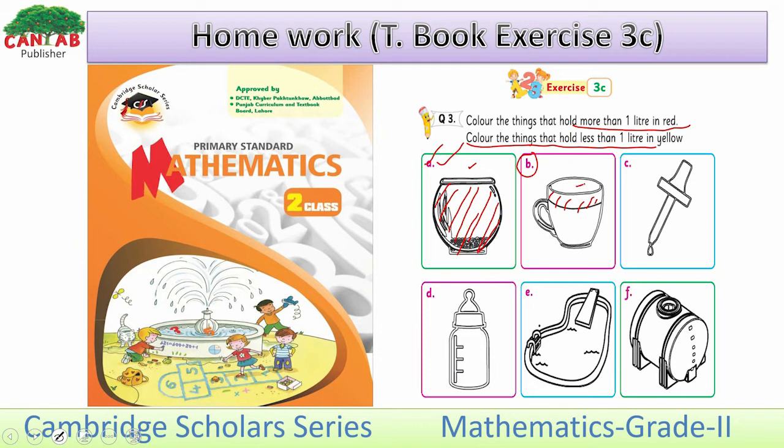So the cup can hold liquid less than 1 liter. Similarly, this dropper can hold less than 1 liter. So you have to color these objects in yellow, and similarly observe other objects and color them accordingly. After completing this home task, you have to send your textbook to your teacher for checking.